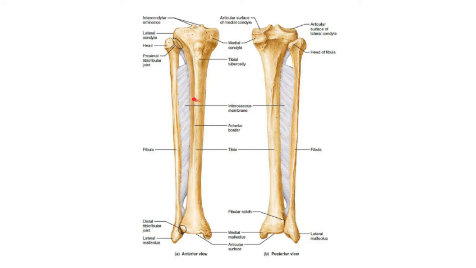Your tibia is your shin bone. So you can actually feel your shin bone going down the front of your leg. It's one that people get injured quite a bit. What parts do we need to know on the tibia?